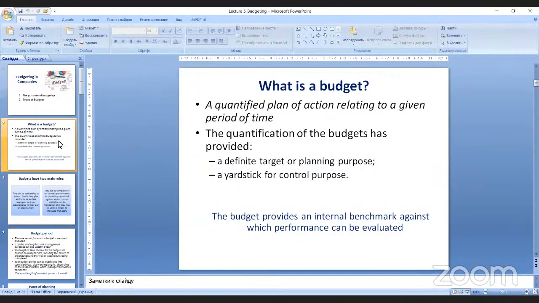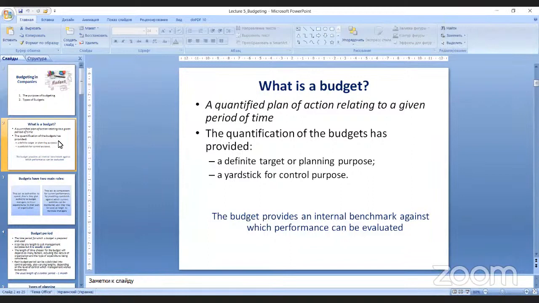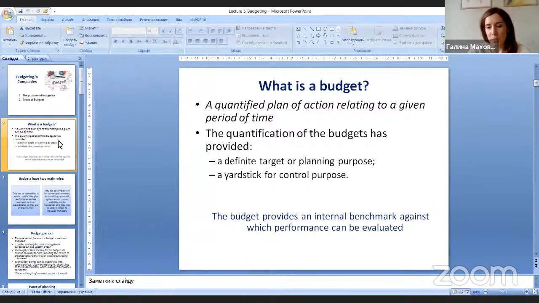And the quantification of the budget is very important, because this quantification provides companies and managers the opportunity to define a target or planning purpose, and the budget may be used for control, for monitoring how companies achieve their goals. So the budget provides an internal benchmark against which performance can be evaluated. So it should be noted that the budget is not only a plan, but it's a measurement of the performance of the company and of the achievement of its aims.